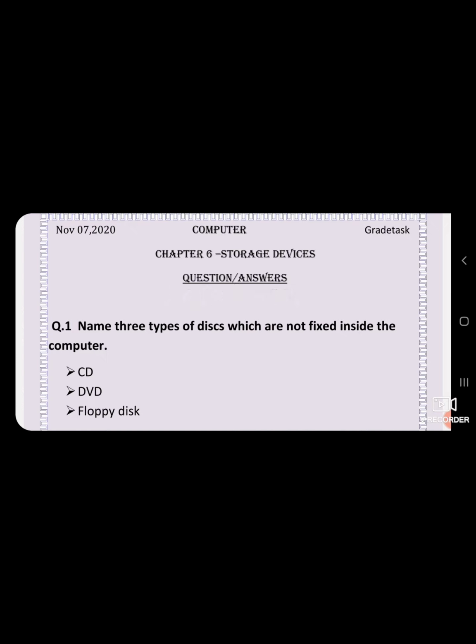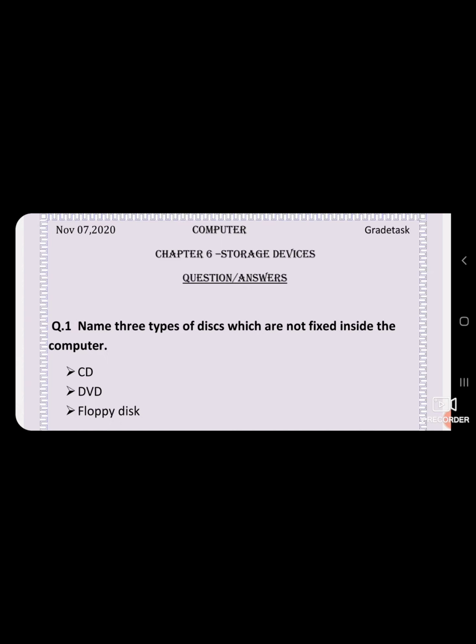Today we will learn the back exercise of chapter 6, that is storage devices. My dear students, in this chapter we have learned that there are so many devices in which we can store our data. Data like photographs, music, games and documents. So what were the storage devices we have learned in this chapter? They were pen drive, floppy disk, CD, DVD, BRD.